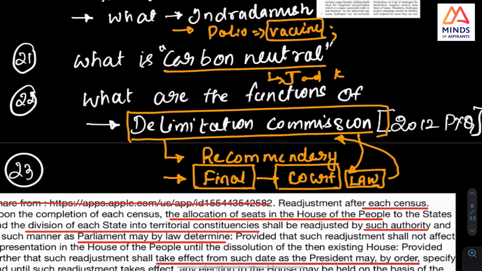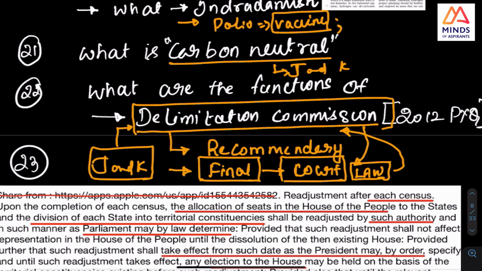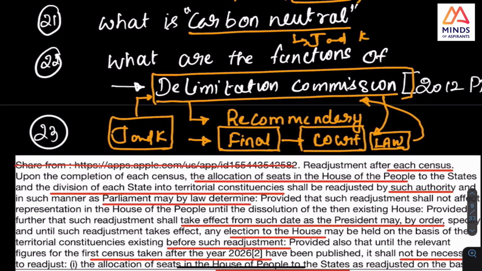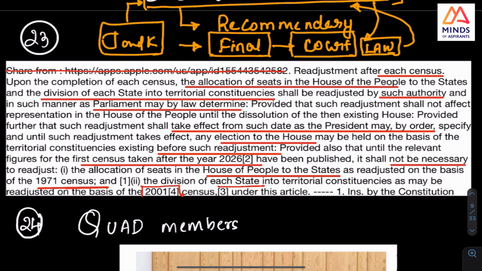Delimitation Commission, for example in Jammu Kashmir's case, the Jammu Kashmir Act specifies a delimitation commission. Jammu Kashmir recently became a union territory, and because of that an act was passed, and this act specifies the delimitation commission. It's not an executive order. So look at this delimitation commission very carefully, and we'll see. So this is the point. So this is an article which was there.